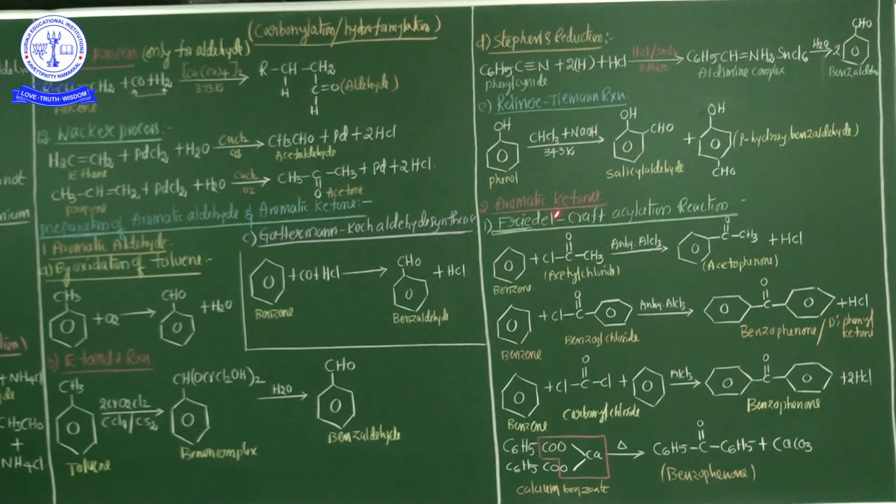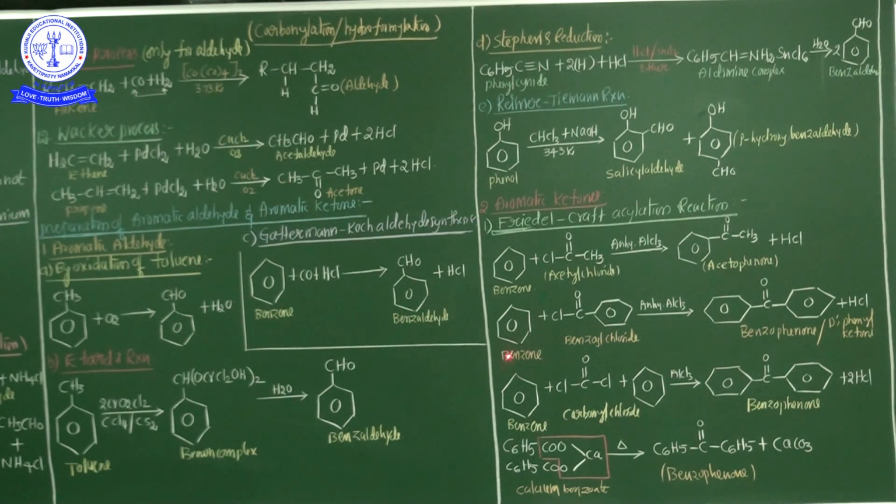Now we are going to discuss aromatic ketones. Only one preparation method is there, Friedel-Crafts acylation process. This is also very important. Through Friedel-Crafts acylation process, aromatic ketones are prepared. See here, acetyl chloride reacted with benzene in the presence of anhydrous AlCl3, it's nothing but Lewis acid, to form acetophenone. See, my dear students, benzene, acetyl chloride in the presence of anhydrous AlCl3, acetophenone, additionally HCl is formed.